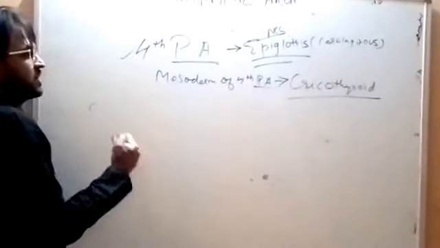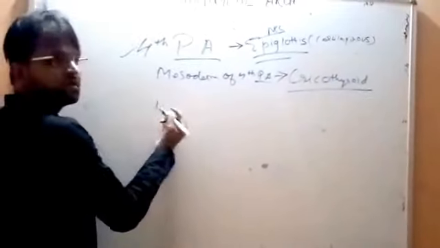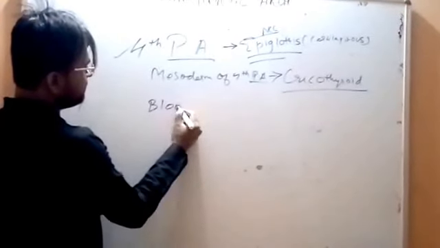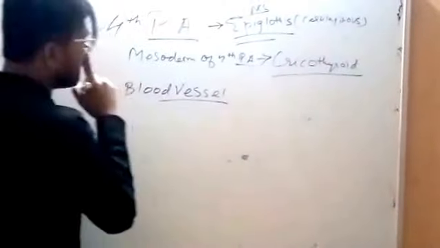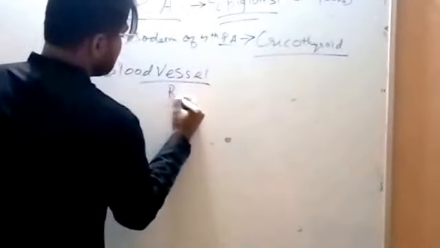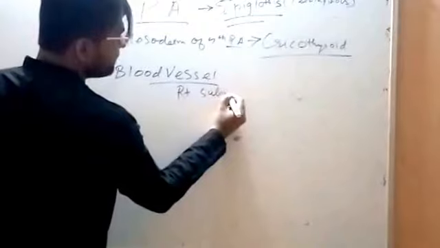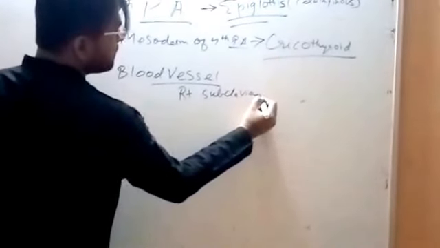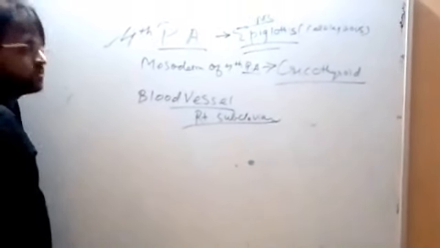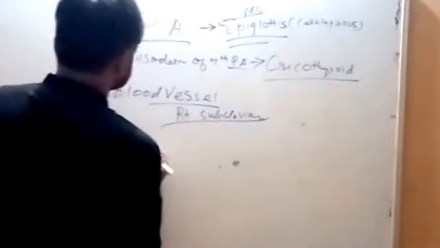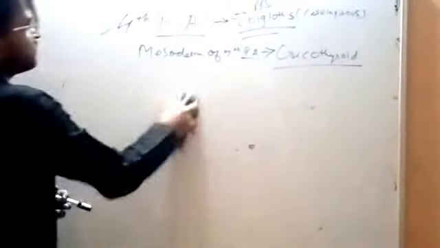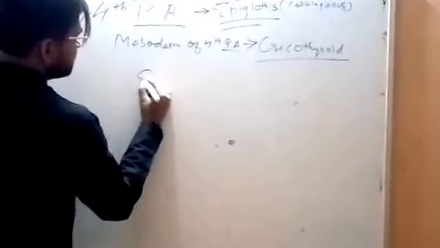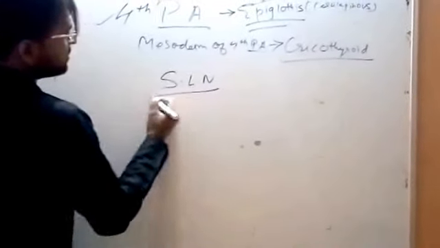And when the mesoderm gets condensed and forms blood vessels, the blood vessels arising from the mesodermal condensation are subclavian. And the nerve supply of the fourth pharyngeal arch muscles is from the superior laryngeal nerve.